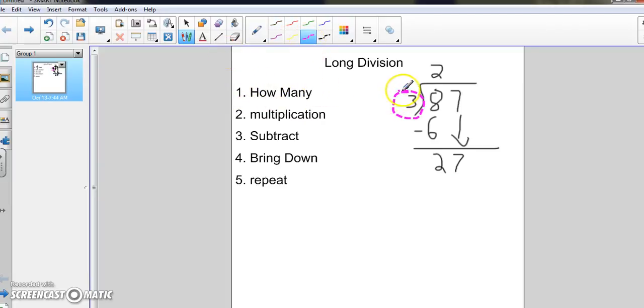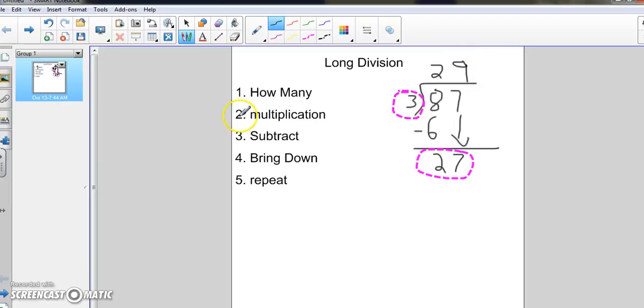So I look, how many? With any how many, this is your key number. But in this case, we ask ourselves, how many 3's go into 27? Well, I count up 3, 6, 9, 12, 15, 18, 21, 24, 27. So actually, that went in perfectly. So 9 3's go into 27.